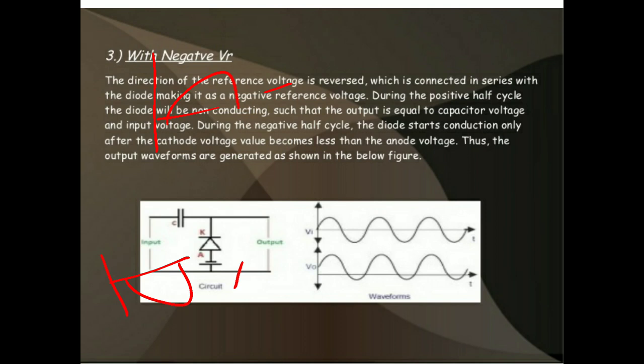Negative voltage can be shifted above the reference voltage. So this is the output, and this is the input signal. The negative input is shifted above the reference voltage by adding the reference voltage. Here the cathode voltage is greater than the reference voltage, and the anode voltage can be greater than the reference voltage, so the diode conducts and the signal is shifted above the reference voltage. So this is the operation of the positive clamper.